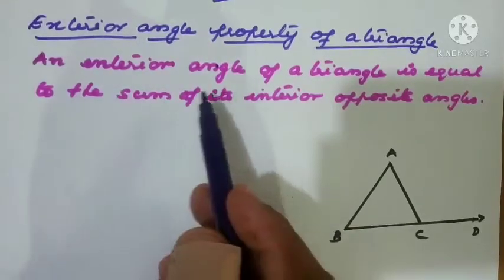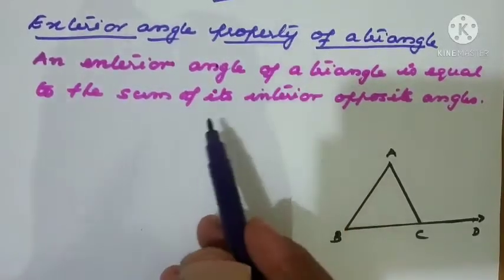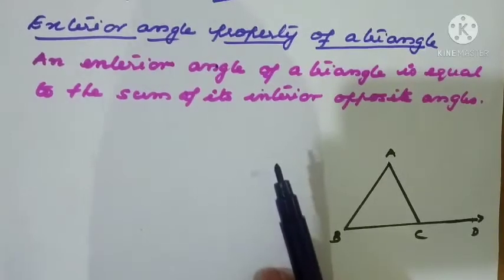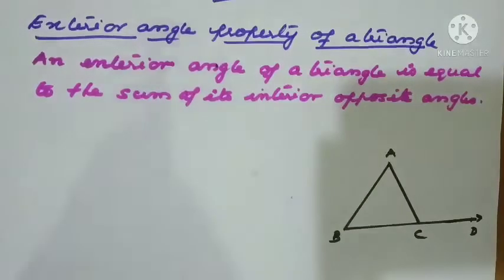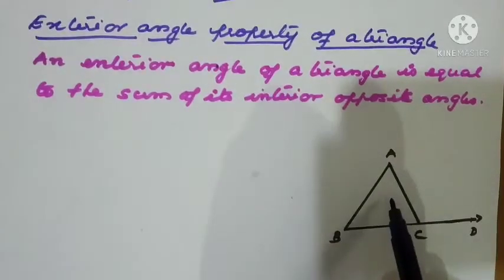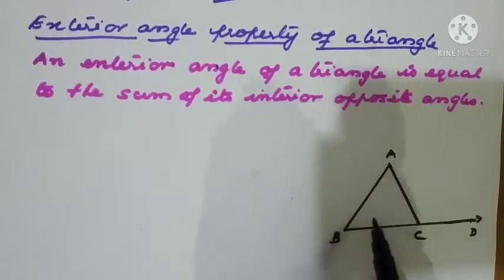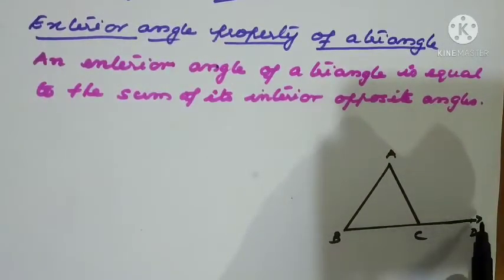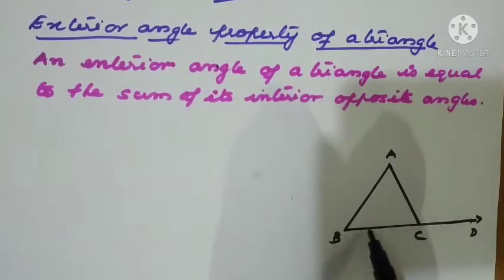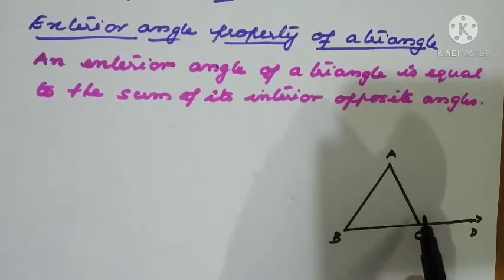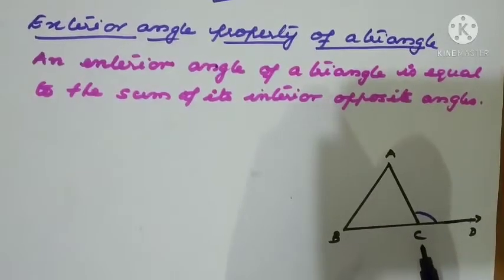So you must write that an exterior angle of a triangle is equal to the sum of its interior opposite angles. Sum of its interior opposite angles. How are we getting the exterior angle here? We are getting the exterior angle here by extending one of the sides of the triangle. That means BC we are extending. So angle ACD is formed outside the triangle. That is called the exterior angle.